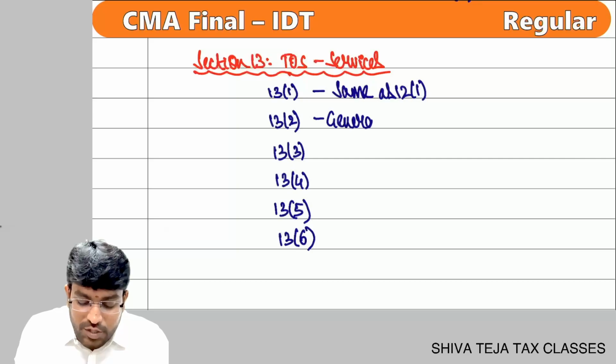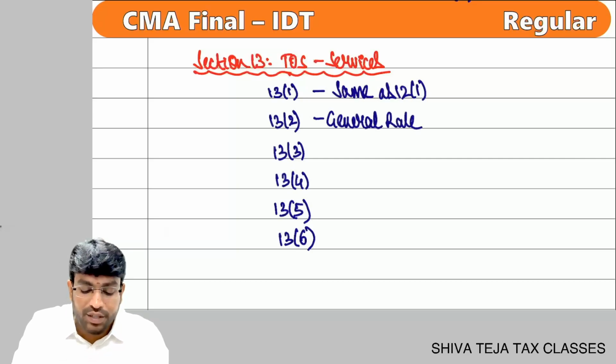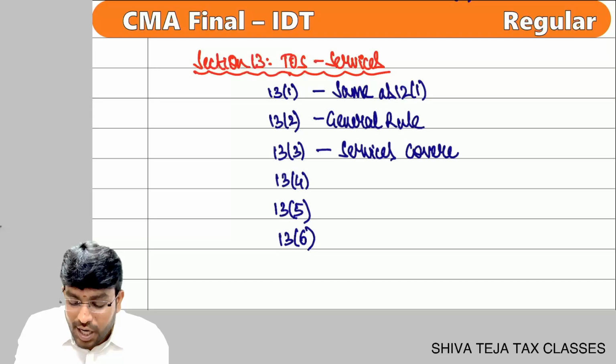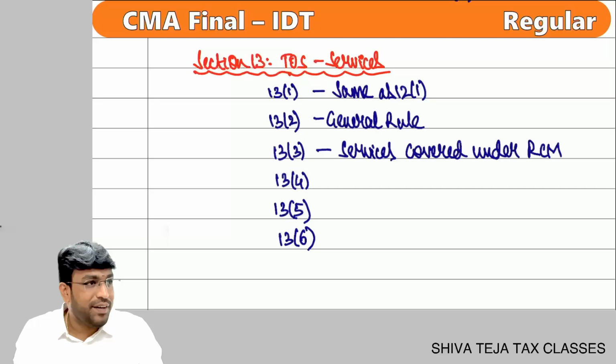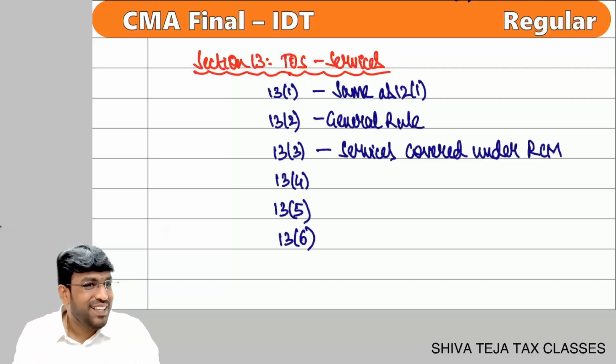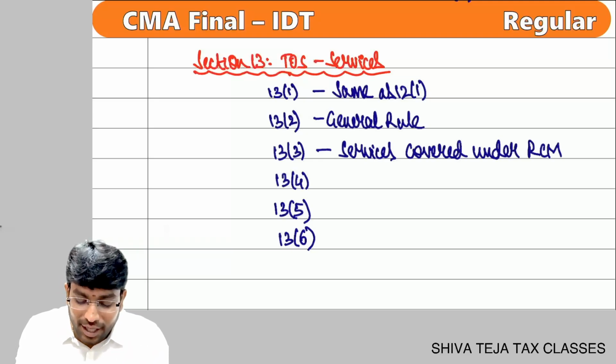13.2 is the general rule, which we have to learn; we'll discuss it in detail. That only will take some time. 13.3 is time of supply for services covered under RCM: GTA, insurance agent, recovery agent, sponsorship service, legal services, security service, renting of property, arbitral tribunal. Remember all these points? Author to publisher, music composer to music company. Remember all this? Yes, exactly. 13.4 is the same as 12.4.